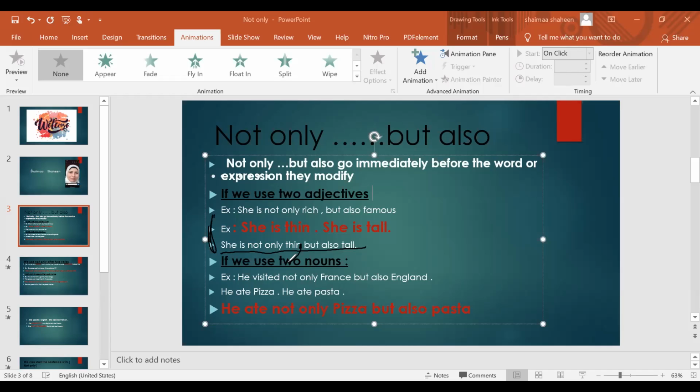Thank you. But have a look at the next sentence. He ate pizza, he ate pasta. These are two nouns. And now I can join these two sentences as long as the subject is only one, which is he or Ahmed. I can join it using not only but also again. But how can I do it? As you see in the example, he ate not only pizza, but also pasta. And again, a comma is missing. So where did I place not only? After the verb or before the verb? Yes, thank you, Salma.